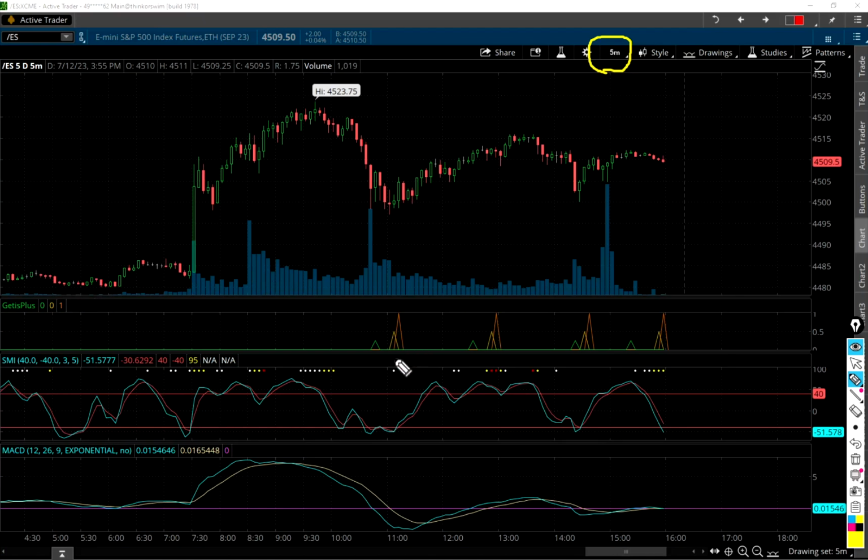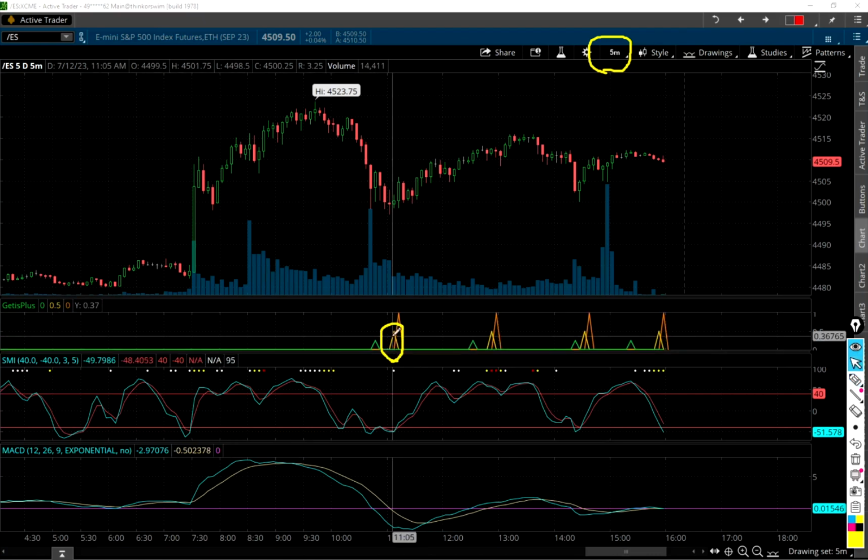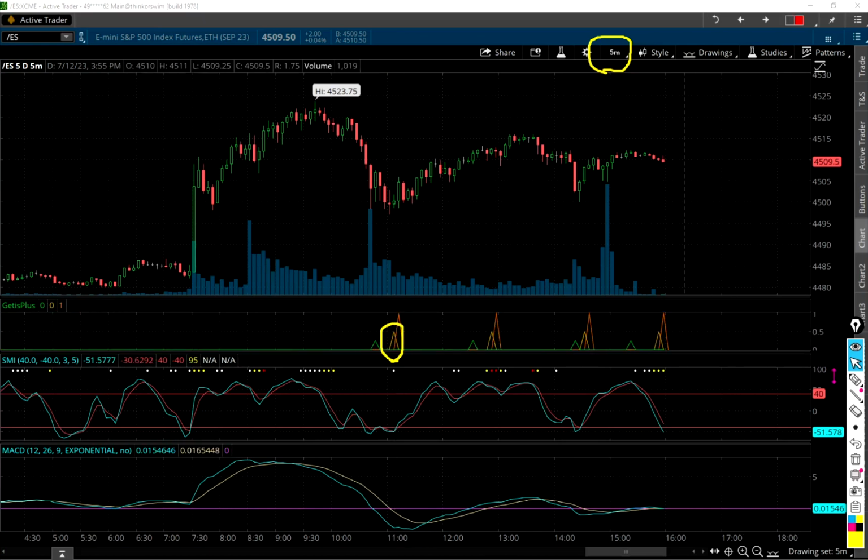But take a look at this GETUS indicator that came in at, what was this, a little after 11 o'clock? Look at that, 11:05. My goodness, the timing couldn't be any better. This doesn't always happen like this, but in this case, this was excellent. This is like one of the easy setups.